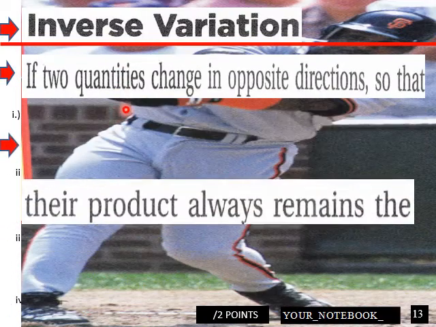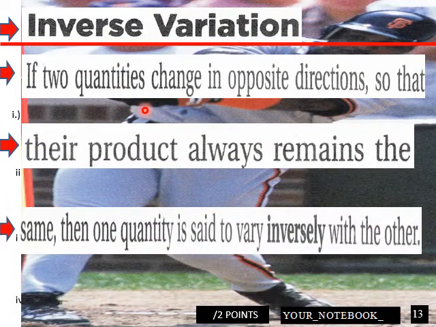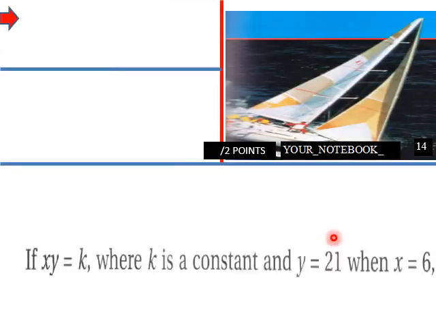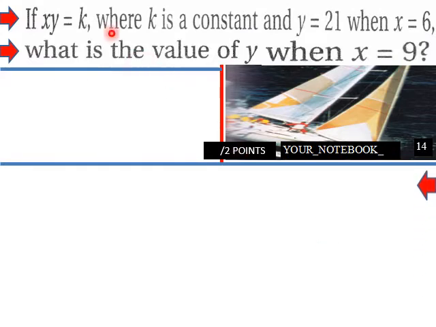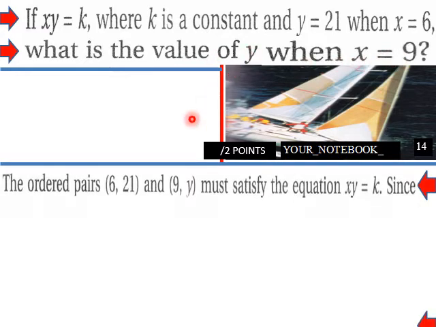Inverse variation: if two quantities change in opposite directions so their product always remains the same, then one quantity is said to vary inversely with the other. So if xy equals k, where k is a constant, this is an inverse variation. y equals 21 when x equals 6. What is the value of y when x equals 9?